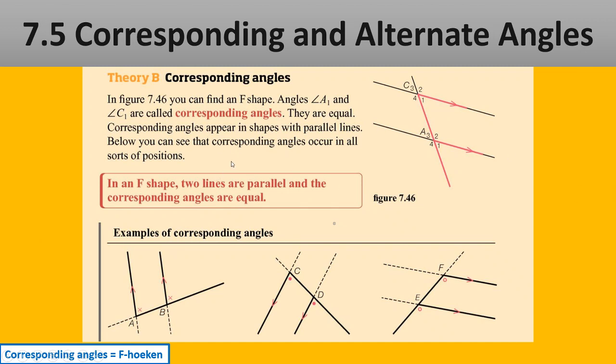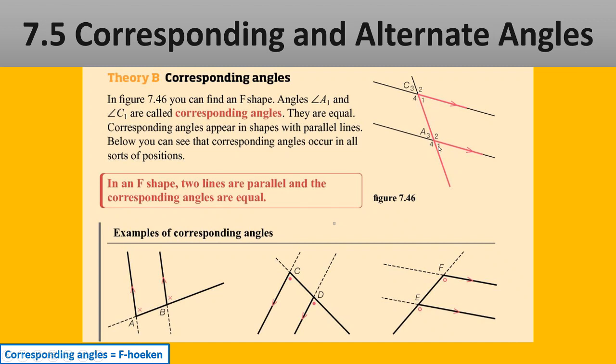How does this work? Well, here we're going to take a look at forms which look a lot like an F. And in those kinds of shapes, where we again have parallel lines, you will find that the corresponding angles are the same. What are the corresponding angles in this case? Well, in this case, that are A1 and C1.